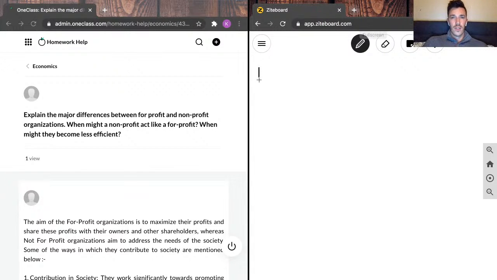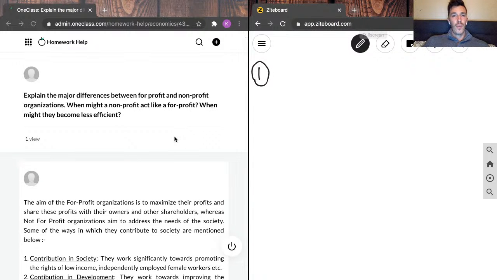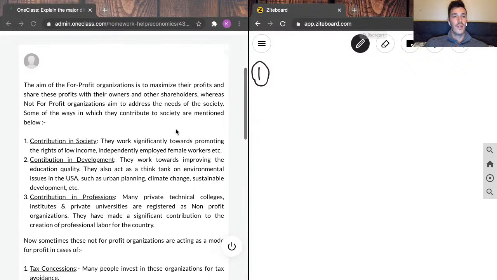So our first question reads as follows. Explain the major differences between for-profit and non-profit organizations. When might a nonprofit act like a for-profit, and when might they become less efficient? So what our junior tutor said is that the aim of the for-profit organizations is to maximize their profits and share these profits with their owners and other shareholders.